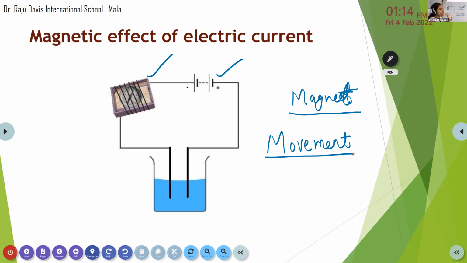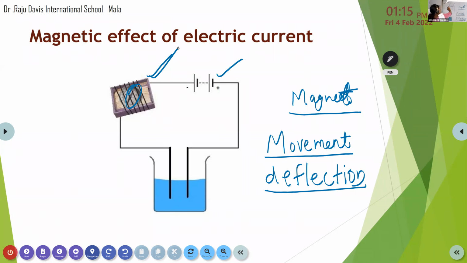So, if there is any passage of electricity, at that time there is a movement in that needle. The needle moves. That movement is known as deflection. Okay. So if the wire contacts electricity, we can see a deflection in the needle. Okay, clear?